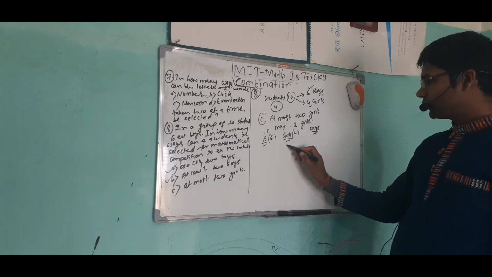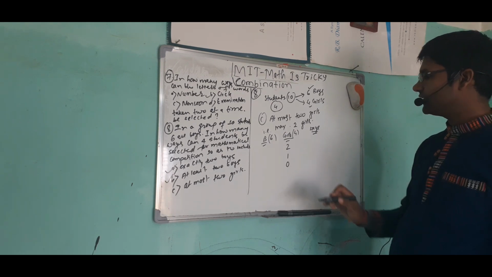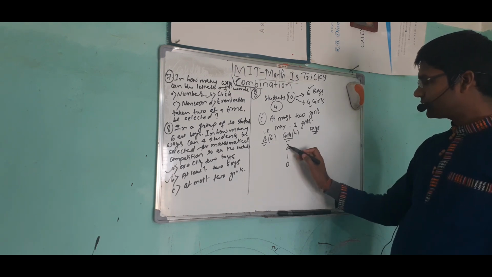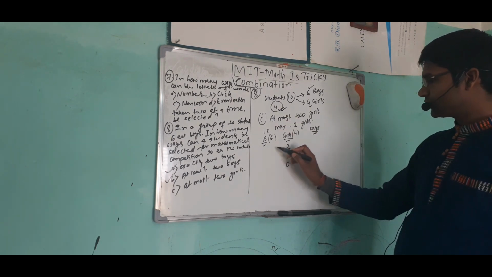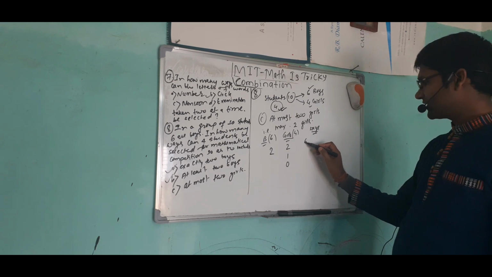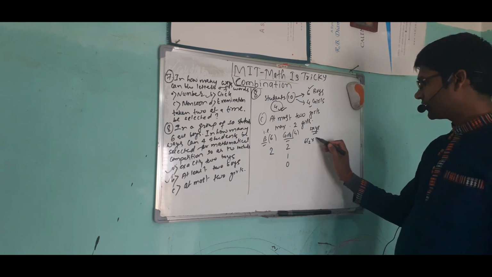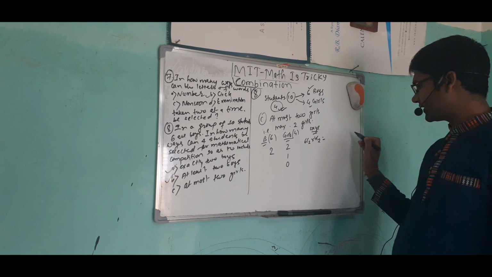Maximum 2 girls means 2, then 1, then 0. This is how we will start. We have to select 4 students. So 2 is already selected, so 2 should be here. So it is 6C2 into 4C2. I'll write the values here.